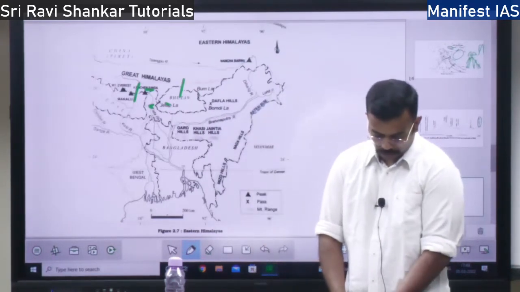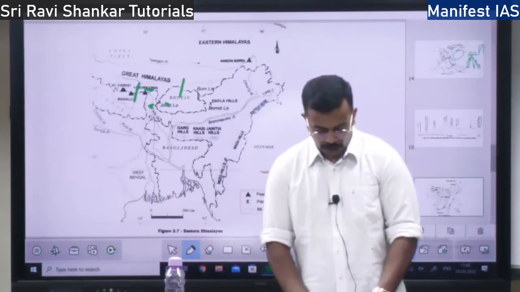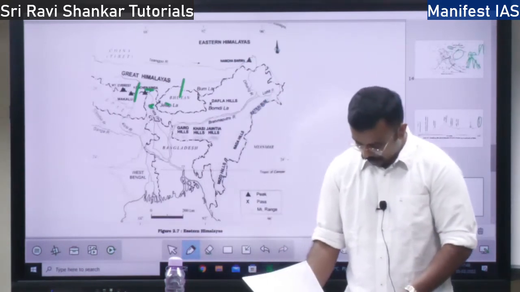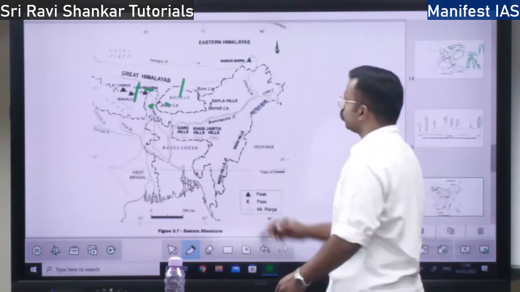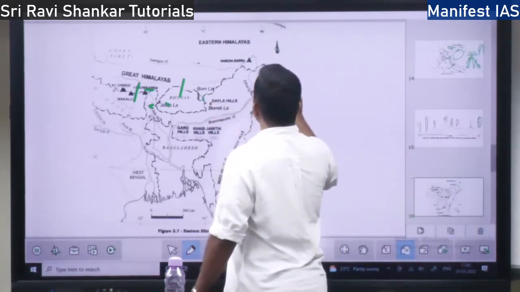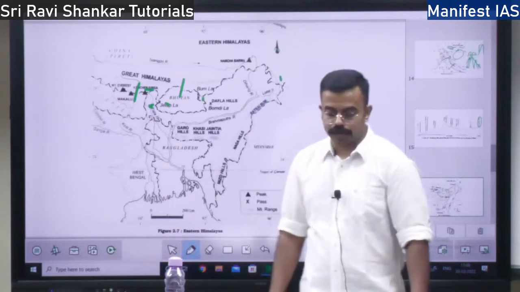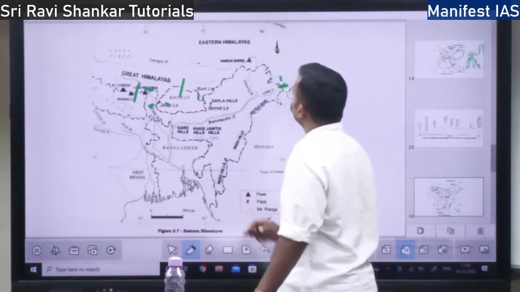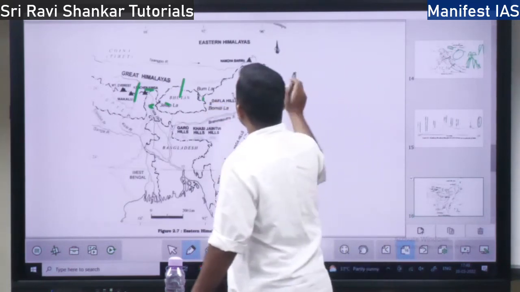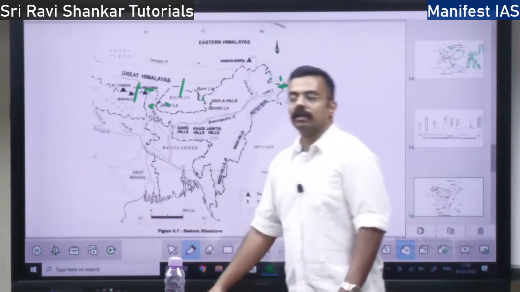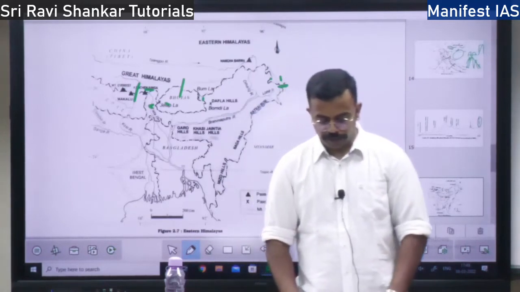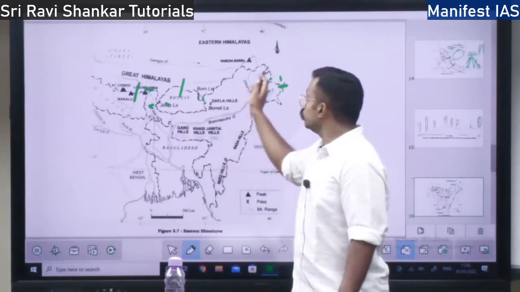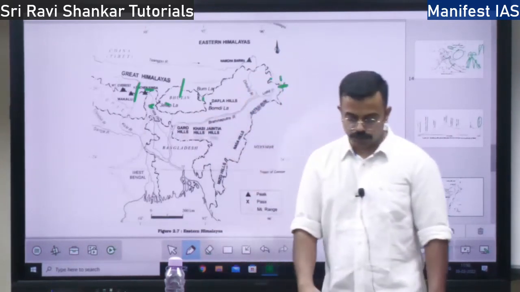Okay. So, next we will talk about the Arunachal Himalayas. When you talk about Arunachal Himalayas, it goes from Bhutan to Namcha Barwa. Dipu Pass. So here somewhere Dipu Pass is there. Right? And from Bhutan, from here to here is the Arunachal Himalayas. So in which direction is it? The direction is Southwest to Northeast.